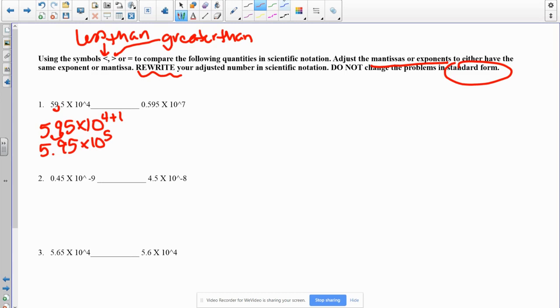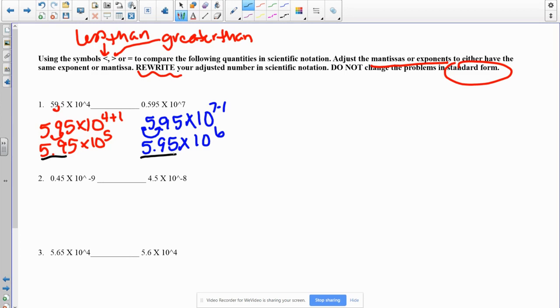Now I'm going to look at the other one. This time, I'll write it out so it's a little easier to see here. I'm going to move the decimal to the right one because I want it to be 5.95 times. And if I move something to the right, I actually subtract from the exponent, and since I only moved it 1 to the right, I only have to subtract 1, which makes it times 10 to the 6th. Now I'm ready to compare, since they're in correct scientific notation.